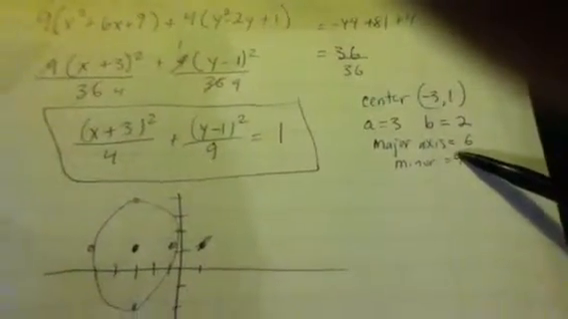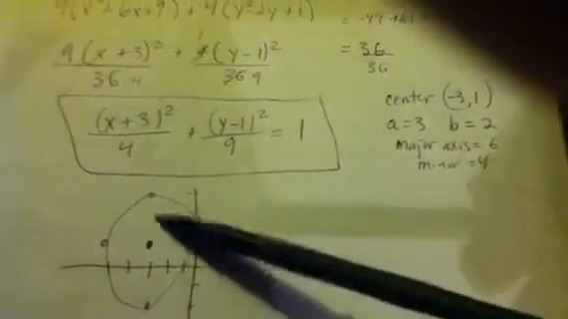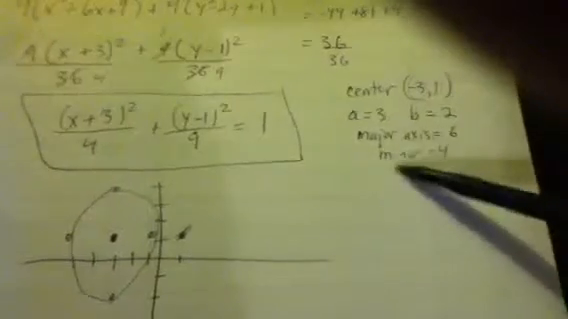Major axis length. Major axis is just the longer axis, so it's actually 6 if you count. And the minor axis is 4. And that's all they wanted.